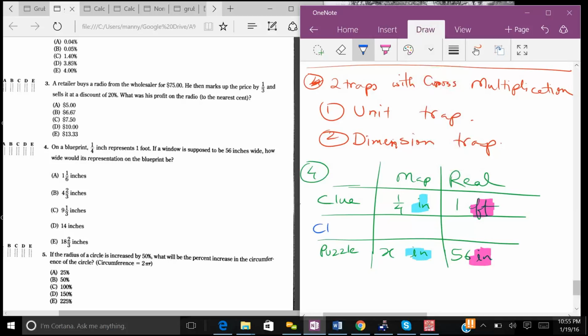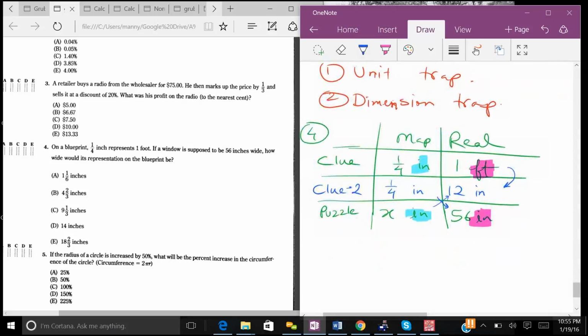So that's why you need to have a middle row where you say it's clue 2, like a movie. So 1/4 inch is good, not a bad guy, so leave it like that, 1/4 inch. So 1 foot, you need to change it to 12 inches. Make sense? So now you have the license to cross multiply. Before that, you didn't have the license to cross multiply. Once you have the same unit, you have the license to cross multiply.